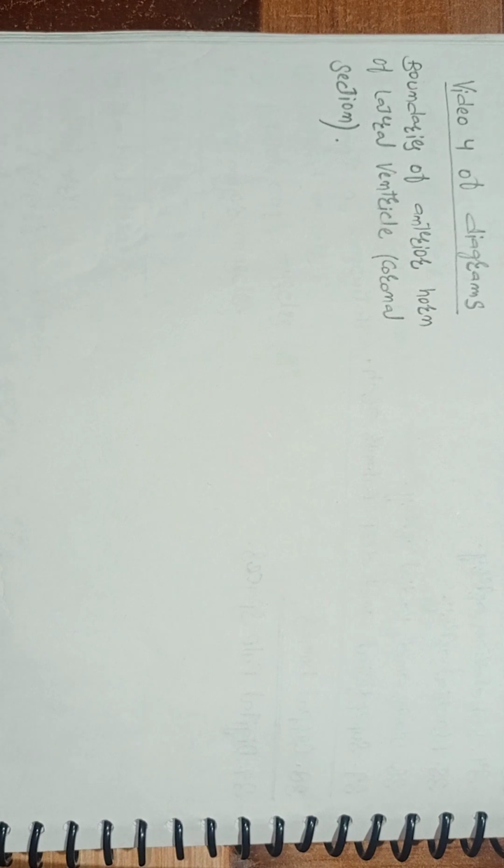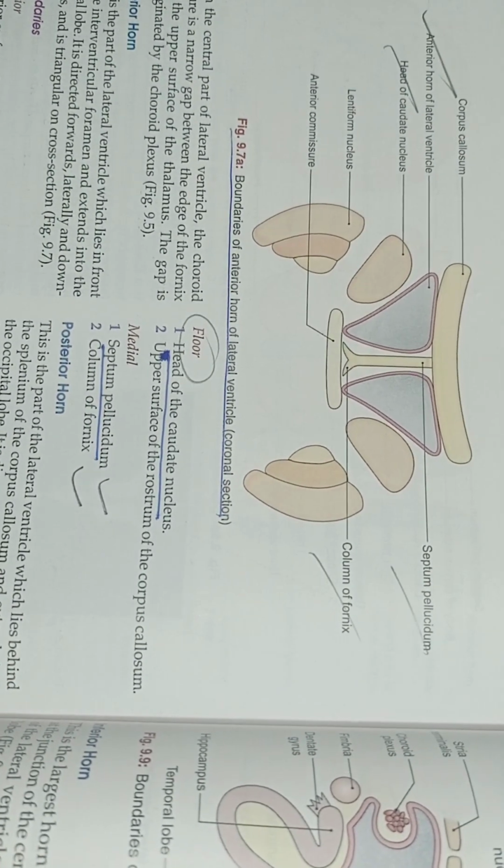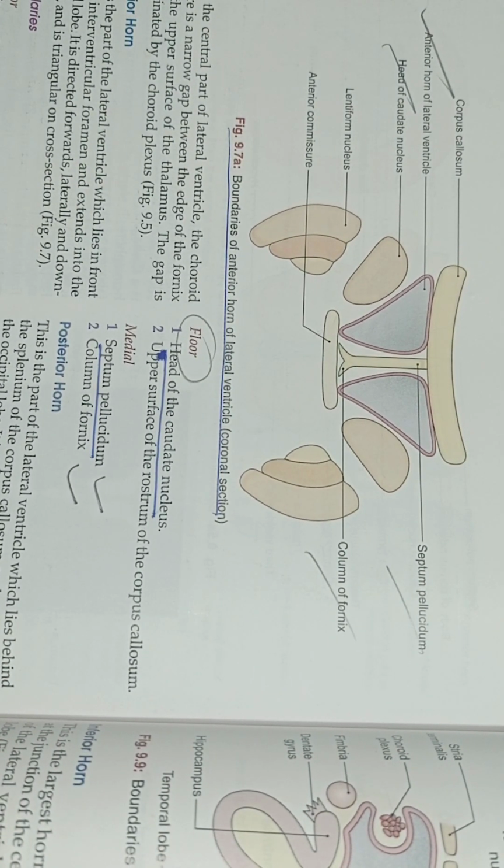Dr. Oogway here, and today is video 4 of the diagrams. Our diagram today is going to be the boundaries of the anterior horn of the lateral ventricle in its coronal section. This diagram is given in the BDC, and we will try to learn this diagram today.